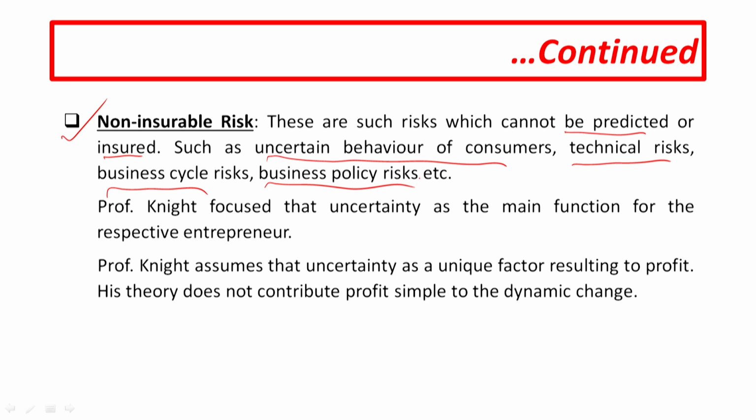So Professor Knight focused on uncertainty as the main function of the entrepreneur. Professor Knight assumes that uncertainty is a unique factor resulting in profit. As you are aware, the market is full of uncertainties and it contributes to the resulting profit. His theory does not attribute profit simply to dynamic change.